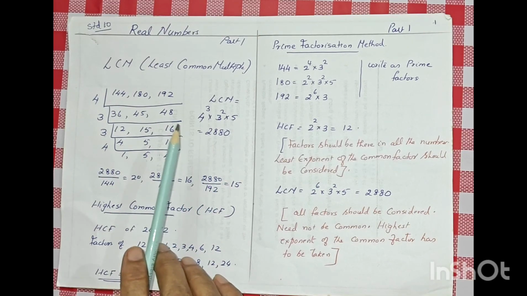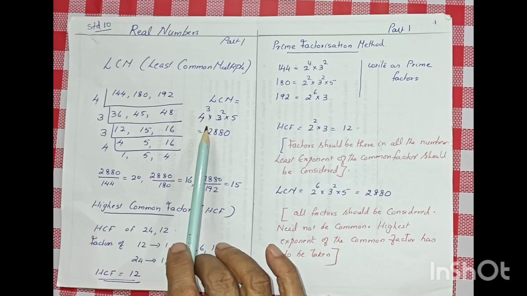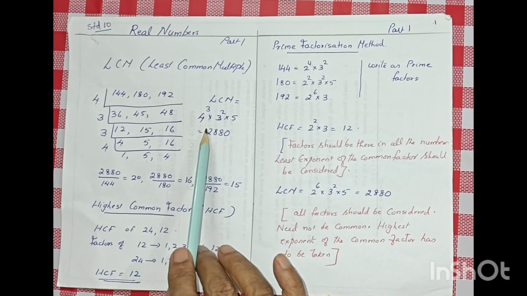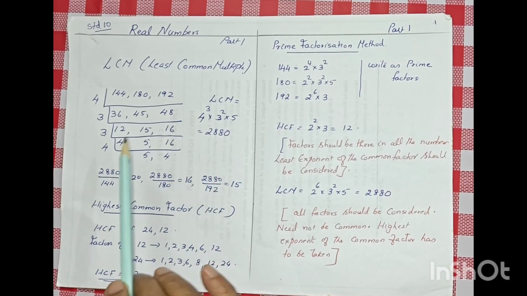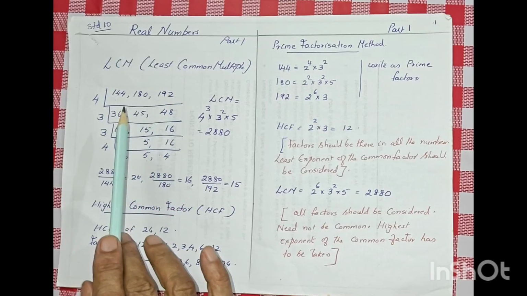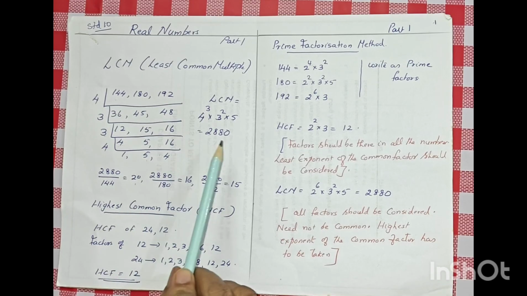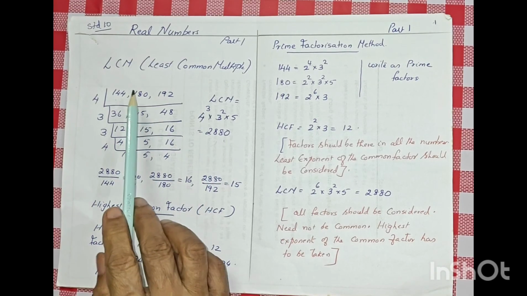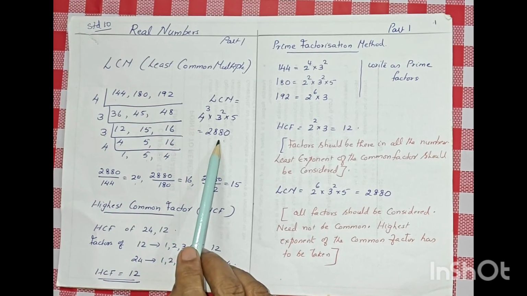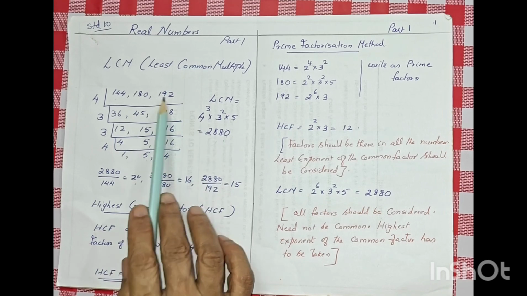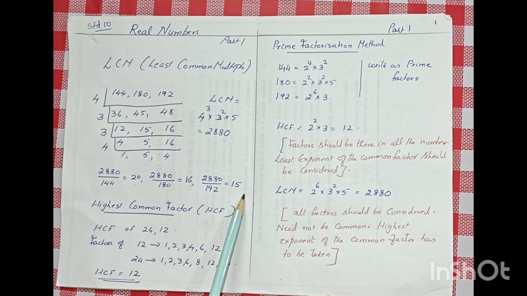So what exactly does it mean? This LCM is a multiple. That means this number will be exactly divisible by each of these numbers. 2880 divided by 144, you will get 20. This LCM divided by 180 is 16, and LCM divided by 192 is 15. So it is completely divisible.